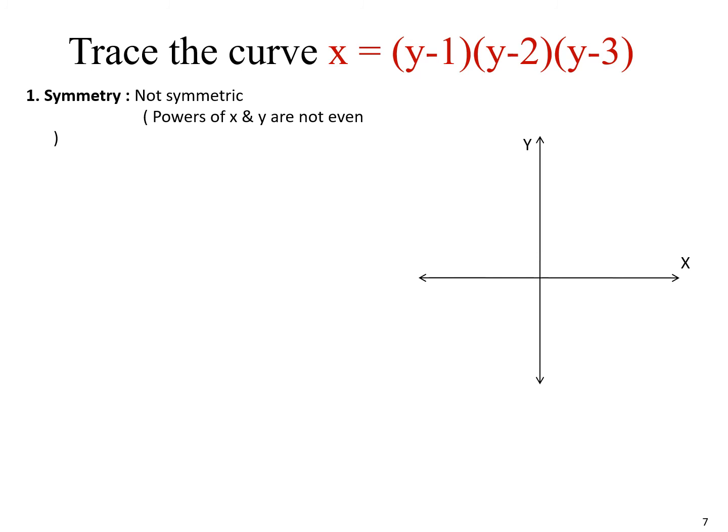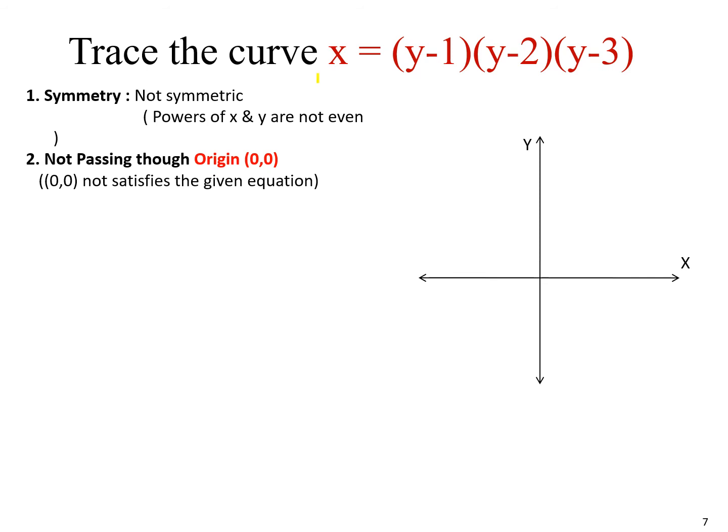Now come to rule 2, whether your curve is passing through the origin or not. If we put x equal to 0 and y equal to 0, we get the left hand side equal to 0 and the right hand side equal to minus 1 into minus 2 into minus 3, that is minus 6. So 0 is not equal to minus 6, that means your curve is not passing through the 0 0 point. So this question is different from the previous one because it has no symmetry and is not passing through the origin. Pay attention here.